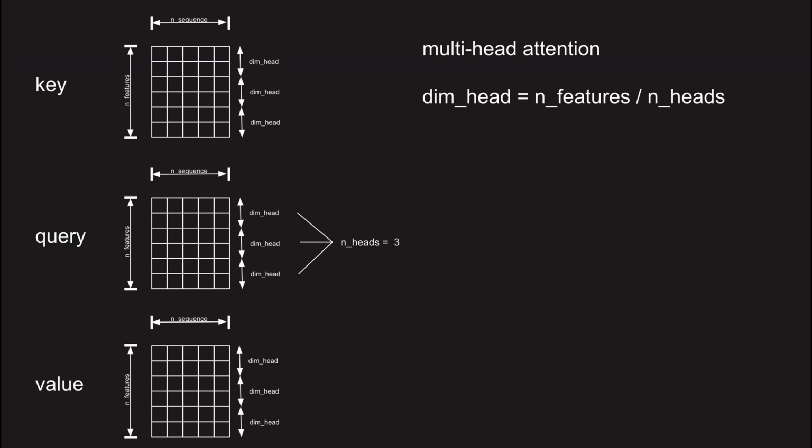And once you've broken down this, you do everything that I just showed within each head, create the attention matrix for each head, and afterwards you concatenate everything back again. We're going to do that in the code, and I'm going to show that.